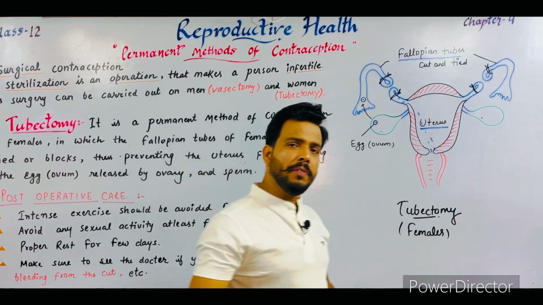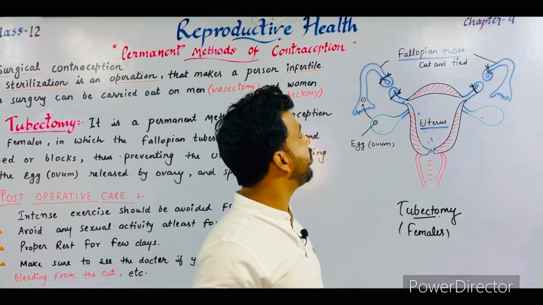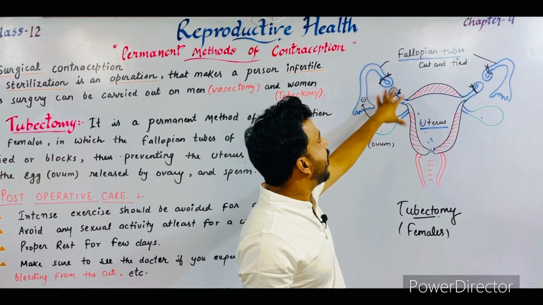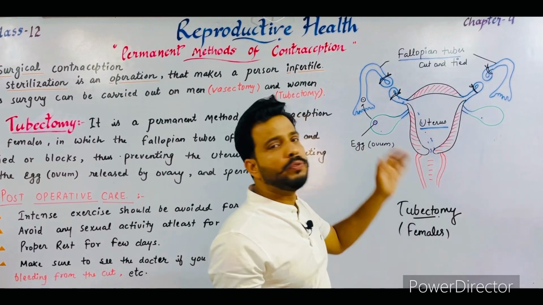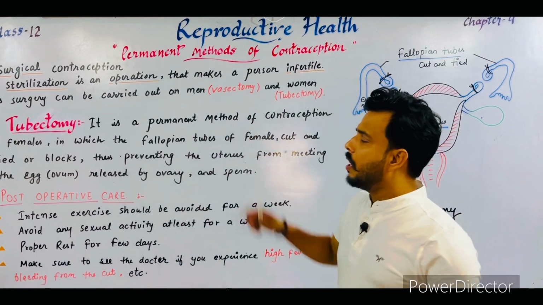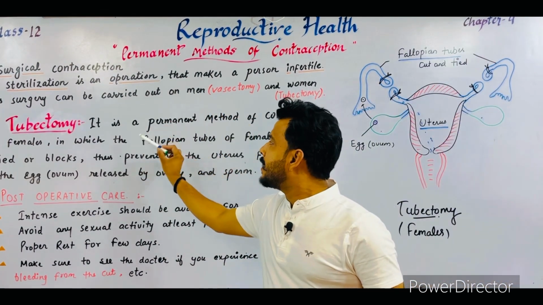So to avoid fertilization, to avoid pregnancy, this tubectomy operation is performed in females, in which we cut the fallopian tubes, tie them and completely block the fallopian tube so the sperm and ova will not fuse with each other. So it is the operation. Now what about the notes? I described tubectomy. It is a permanent method.